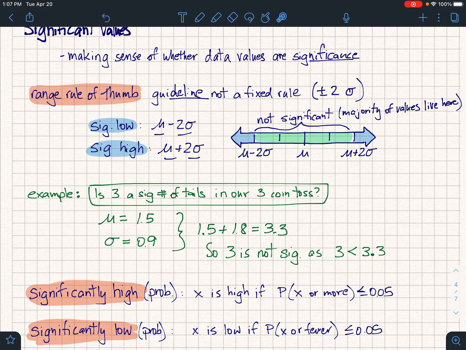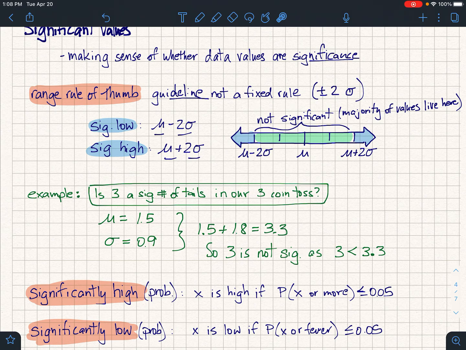The majority of our data values live there. So an example would be, is 3 a significant number of tails in our 3 coin tosses? So we have our mean of 1.5. We have our standard deviation. So I take my mean, I add, in this case, because I'm above, 3 is above 1.5. So I add 2 of them, and I get 3.3. So 3 is not significant because obviously 3 is less than 3.33, which was 2 standard deviations above.